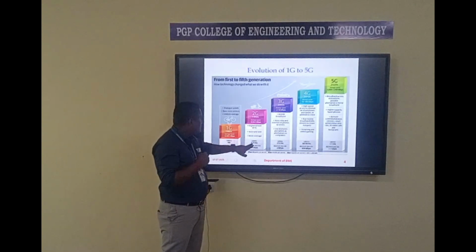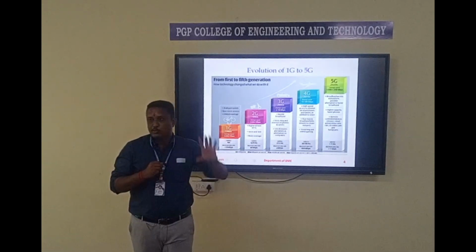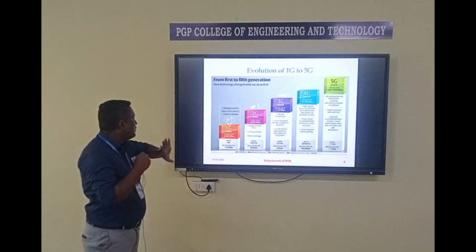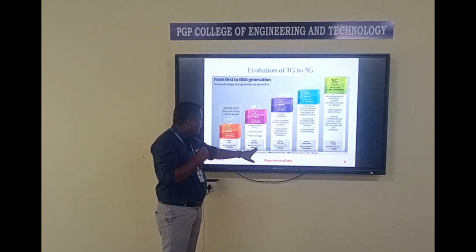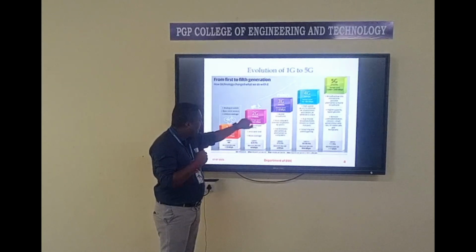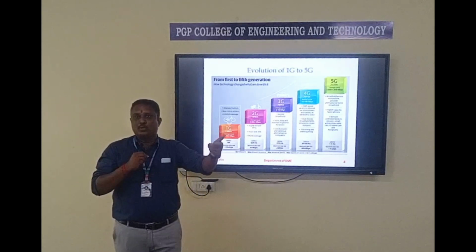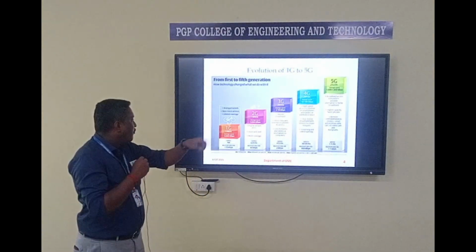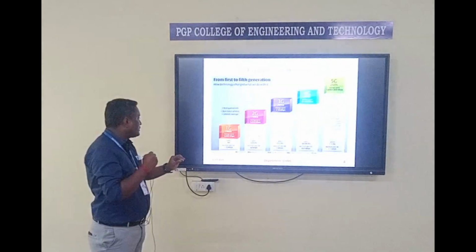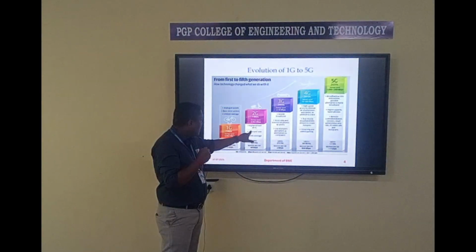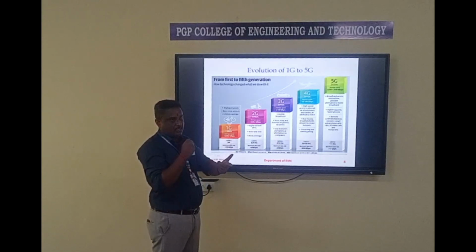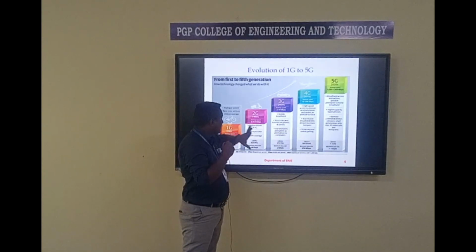The second generation is used for digital. The first one is analog and the second generation is digital. The maximum data rate is 64 kbps. Then in between, 2.5G, the data rate is increased to 473.6 kbps. So the second generation is used for both voice and text messages.